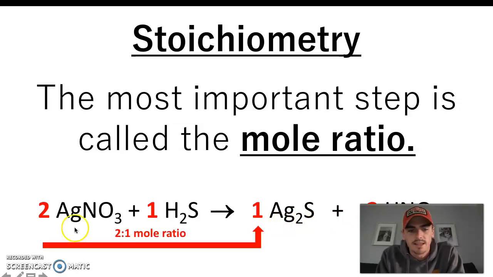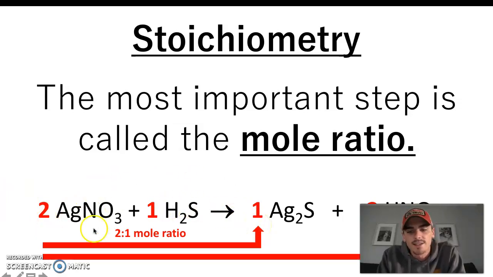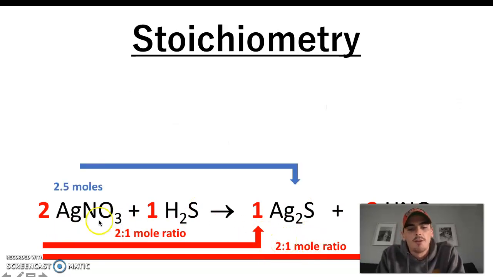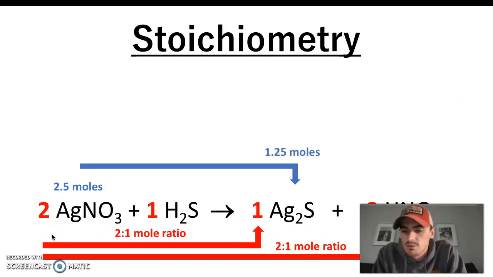I think I break that down here. So if we look at silver nitrate to silver sulfide, that is a 2-to-1 mole ratio, because for every 2 of these, I make 1 of these. If I look at silver nitrate to nitric acid, it is also, oh, that's wrong. That should be a 2-to-2 mole ratio. There's a little typo there, my bad. We can obviously reduce that, and it's 1-to-1. Holy smokes, all of my stuff is wrong here. Oh, excuse me, this isn't wrong at all.